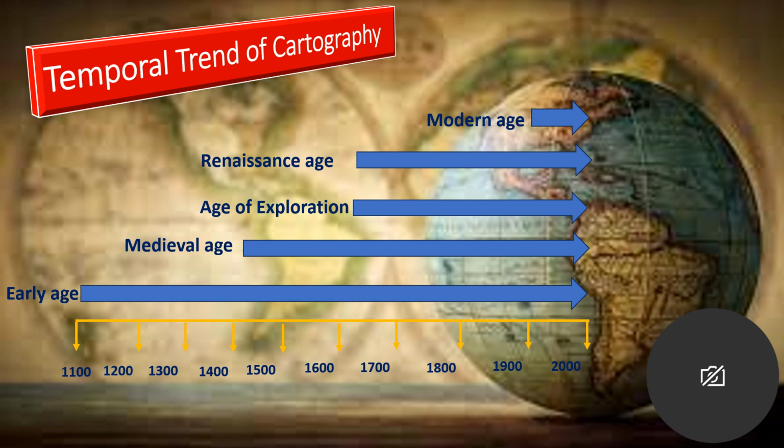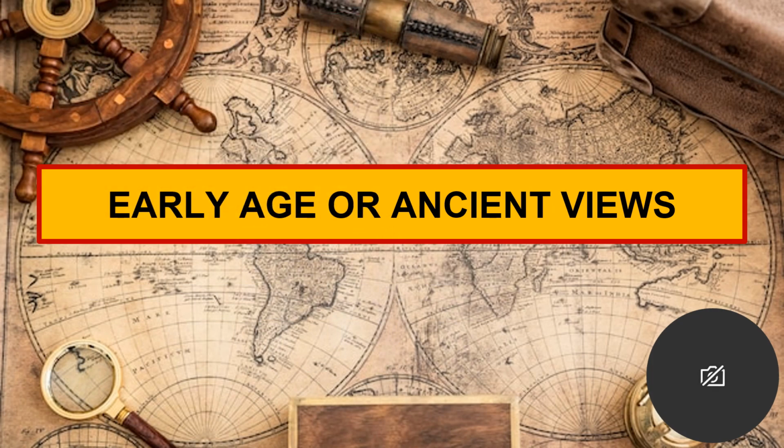So the first one is the early age. How was the cartography in the early age? What were they using? How were they getting the data, and everything involved in the process of cartography: the data analysis, how they processed it, and how they then presented it on a map. What were the tricks and methodologies they were using?